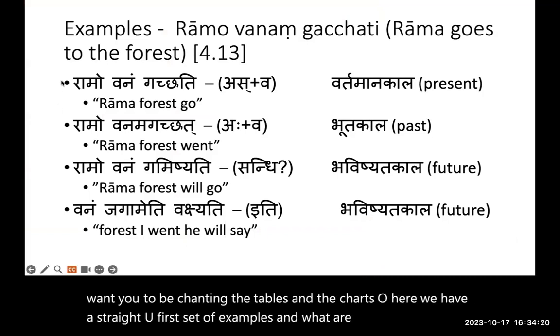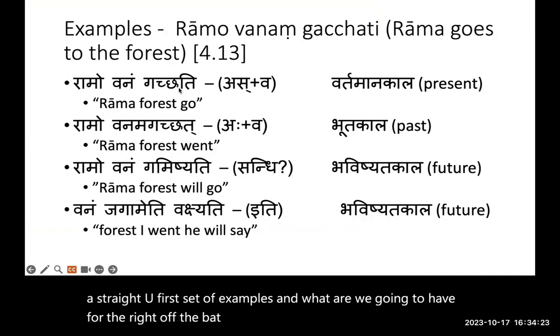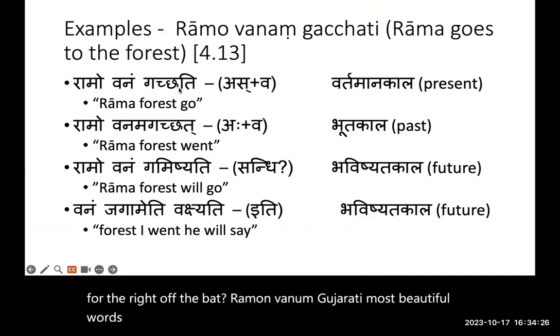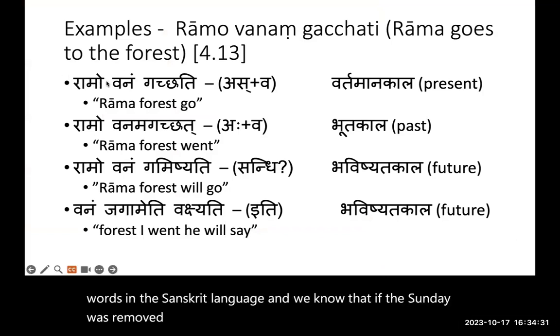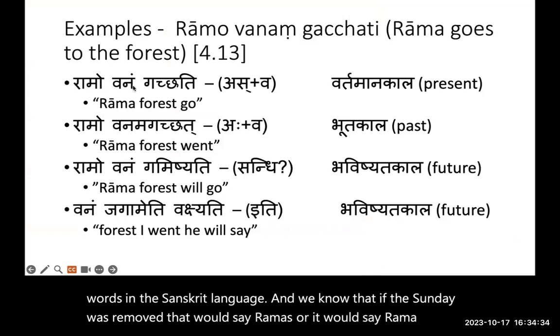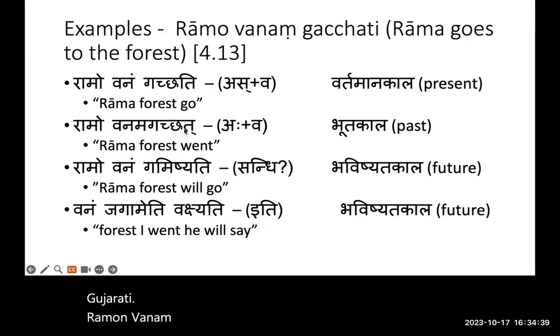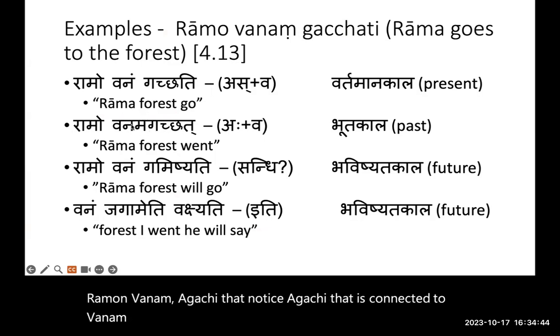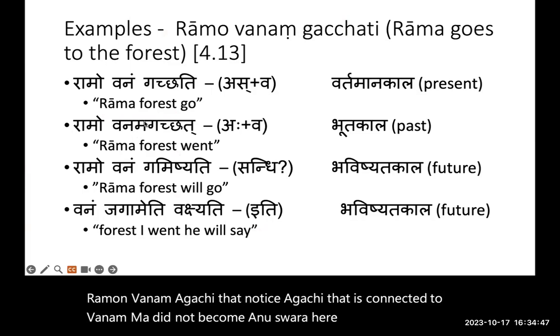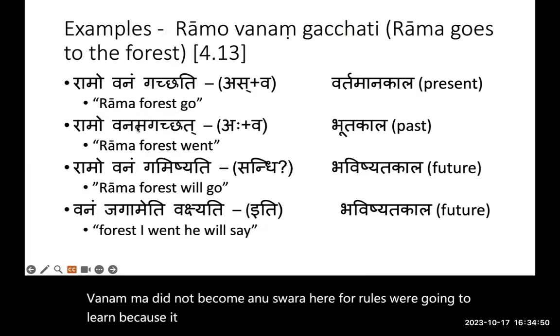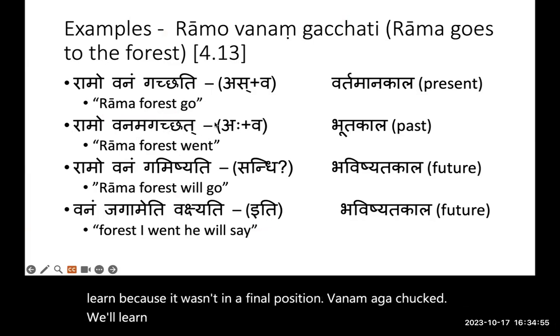And what are we going to have right off the bat? Ramo vanam gachati, most beautiful words in the Sanskrit language. And we know that if the sandhi was removed, that would say Ramas, or it would say Ramaha, vanam gachati. Ramo vanam agachat. Notice agachat is connected to vanam. Ma did not become anusvara here for rules we're going to learn because it wasn't in a final position. Vanam agachat. We'll learn about this in time. That's in the past or the imperfect.